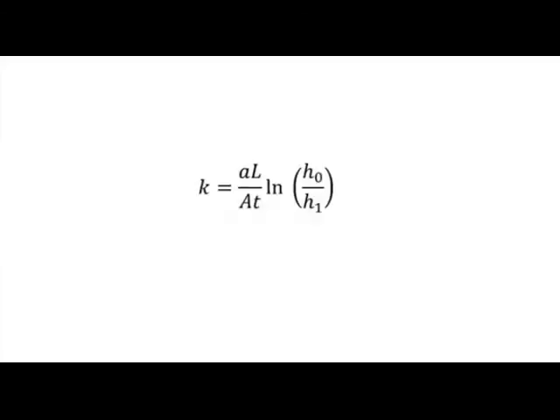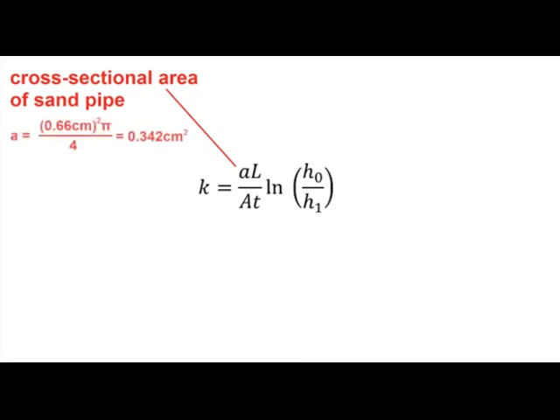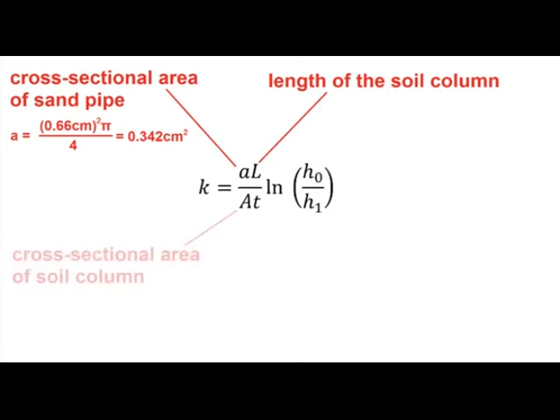This is the equation for the coefficient of permeability when performing the falling head test. Lowercase a is the cross-sectional area of the stand pipe. The internal diameter is given to us as 6.6 millimeters. From this, we get the area. L is the length of the soil column. In our case, the length of the column is 16 centimeters.